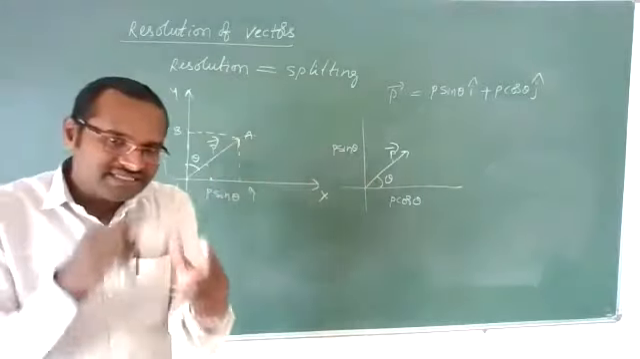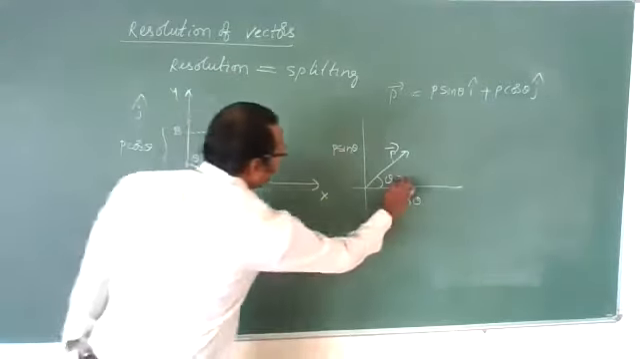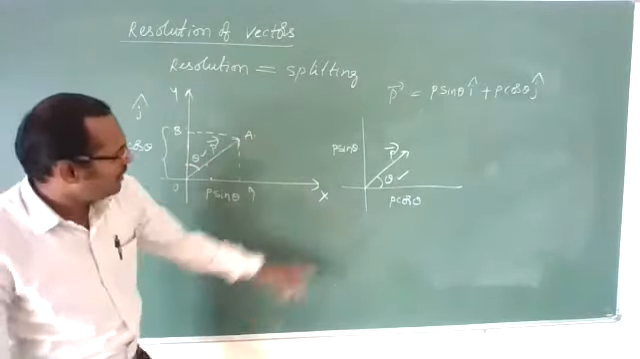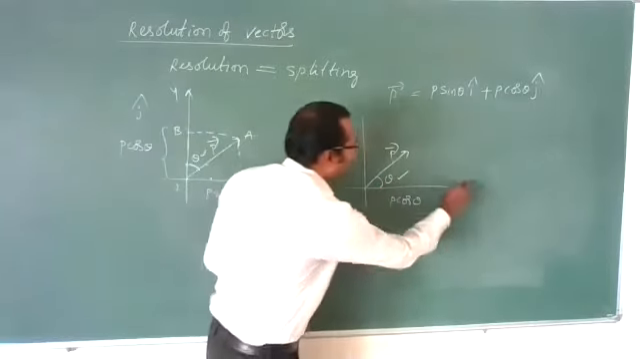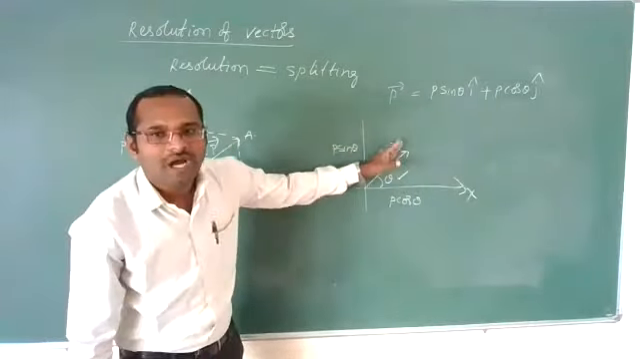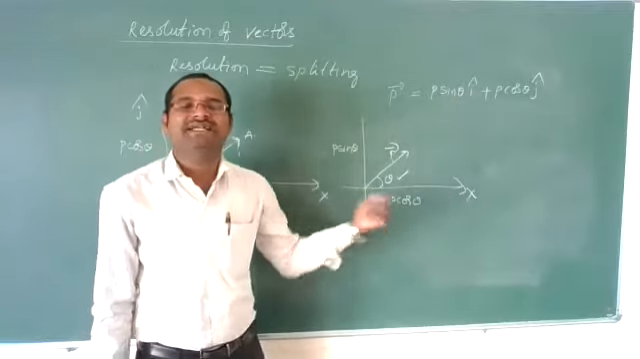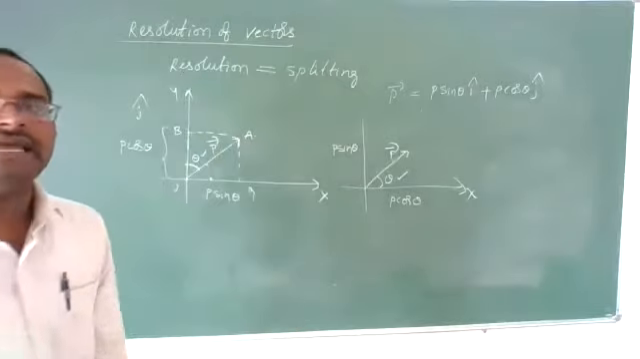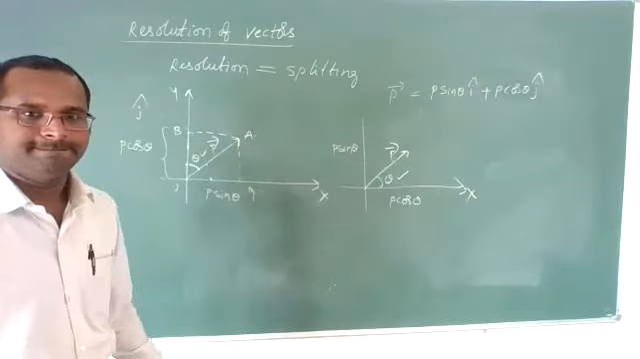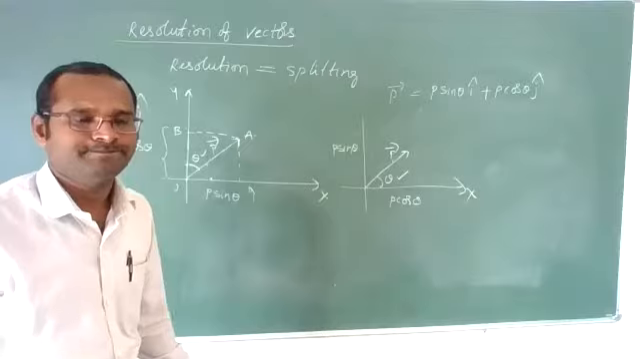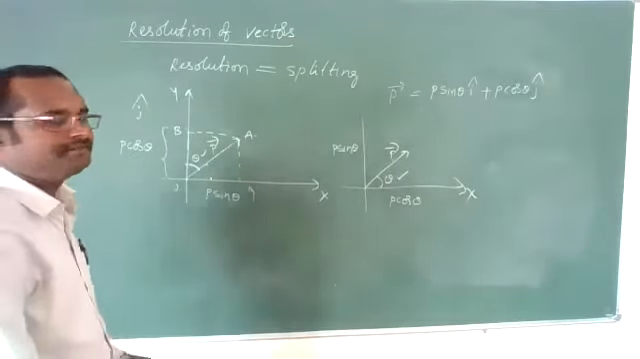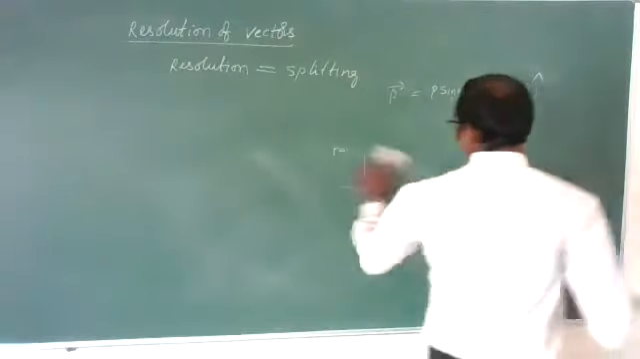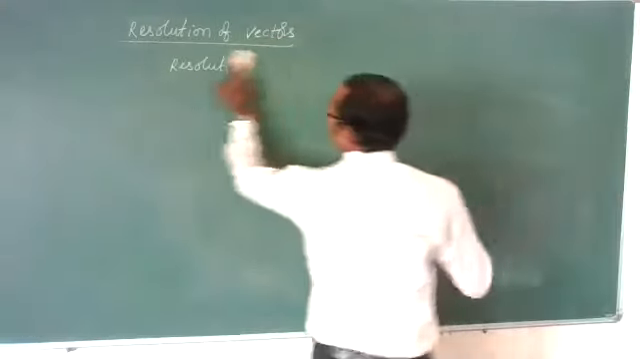That means the resolution of a vector depends upon this theta, and which axis it makes the angle theta with. Along the axis it makes theta with, you write p cos theta directly. No need to solve cos theta and sin theta again and again, it is a direct step. I hope you are understanding this point. Clear? Okay? Let us try to solve some examples.